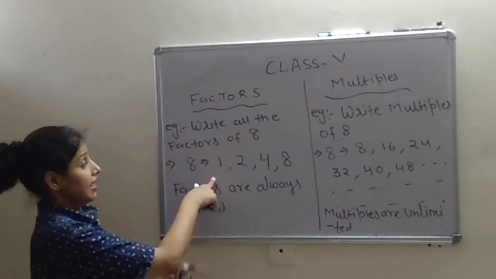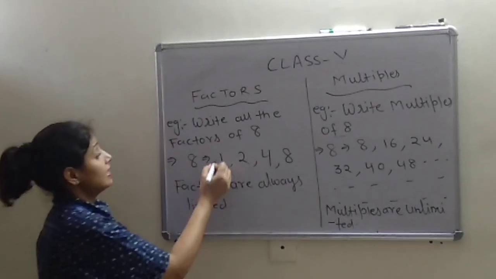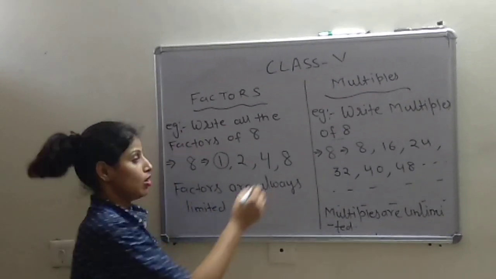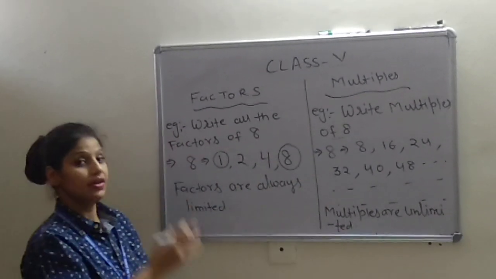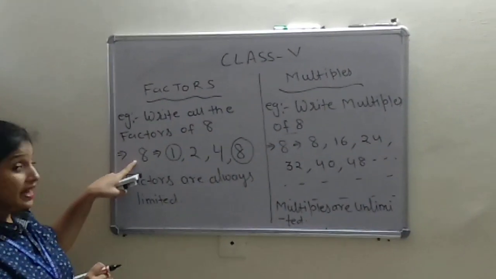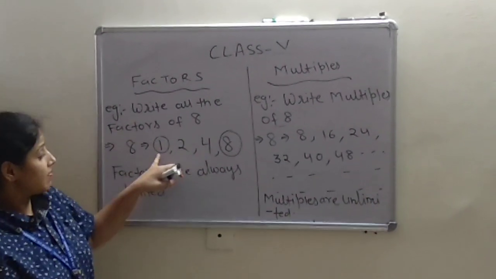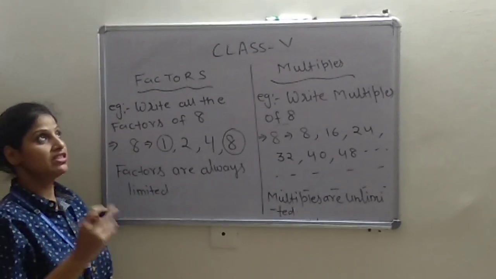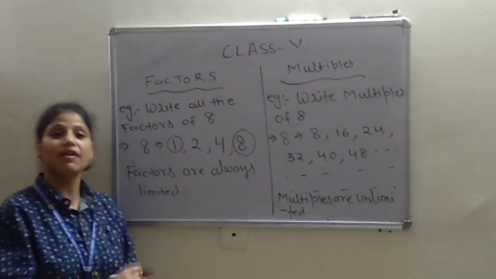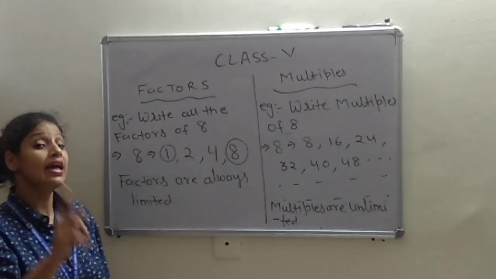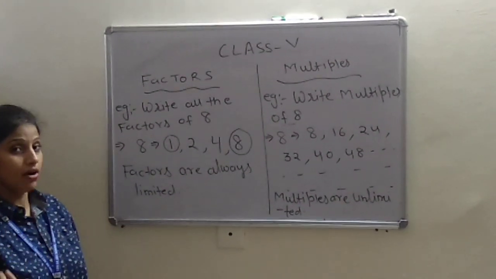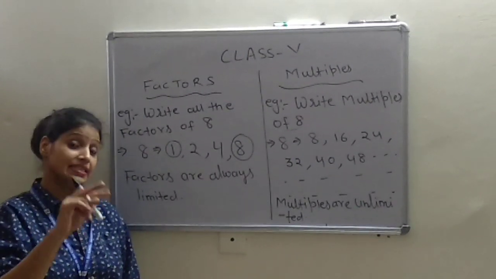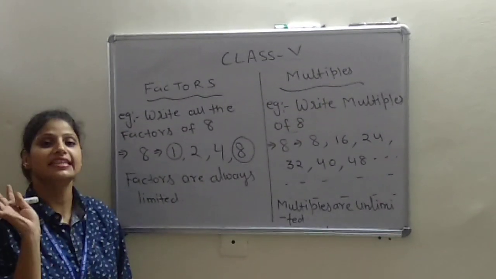Second thing, if I come back to my factors again, the smallest factor of every number is 1, and we know the greatest also, which is the number itself. Here I have taken the example 8, so the smallest factor will be 1 and the greatest will be 8. If I had taken my next number, suppose 16, the smallest factor of 16 will be 1 and the greatest will be 16. So in the case of factors, both the greatest and smallest factors are already decided.